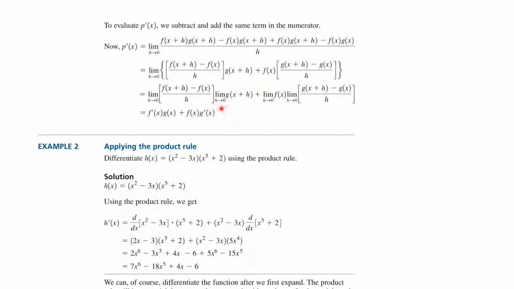Then we use the fact that the limit of a product is the product of the limits and use the definition of limits and substitute f prime of x instead of the limit of f of x plus h minus f of x over h, and a similar term for g of x.